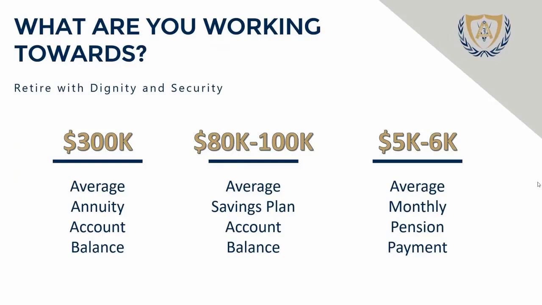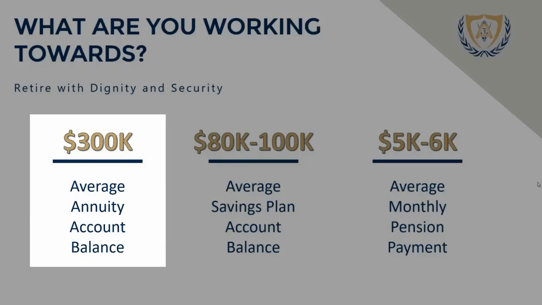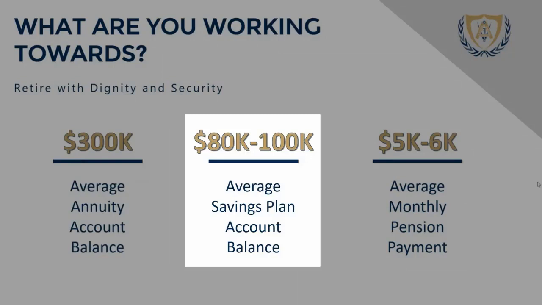Now, what are you working towards and why did you join the union? I always like to show this slide as a snapshot. And these are the average numbers of somebody retiring between 25 to 30 years of service. When you come in to retire after a long career, the average carpenter, millwright, dock builder, floor layer, cabinet mill has an average of about $300,000 in their annuity account. On top of that, they have approximately $80,000 to $100,000 in their savings account. Now, again, this is a savings account that's set up through the fringe benefit package. I'm not talking about your personal savings account.